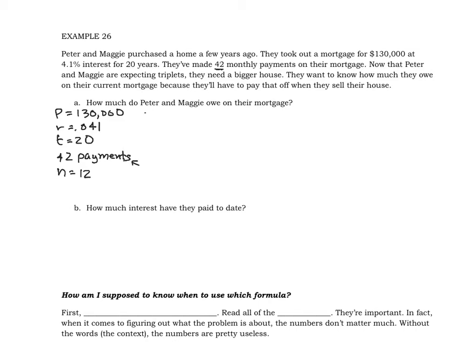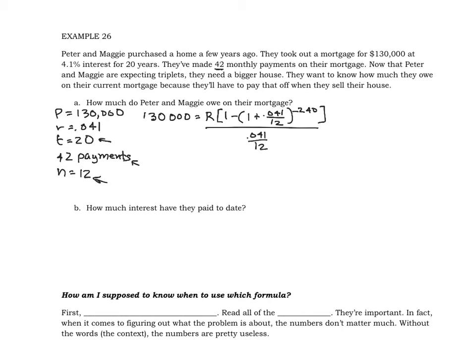Okay, so substituting in our numbers, we get 130,000 equals R, because we're trying to find the monthly payment, times parentheses 1 minus (1 plus 0.041 divided by 12) raised to a negative 12 times 20, which gives us negative 240. Let's close that bracket, divided by 0.041 divided by 12.